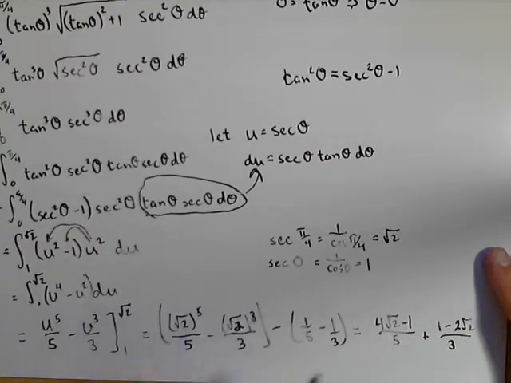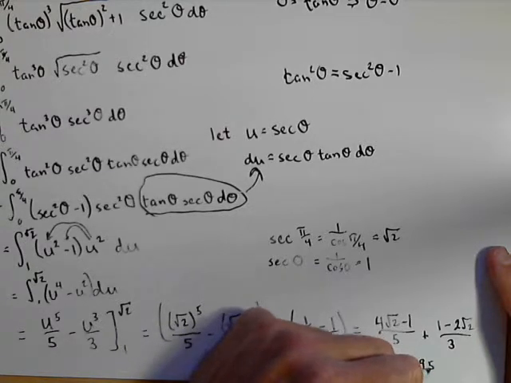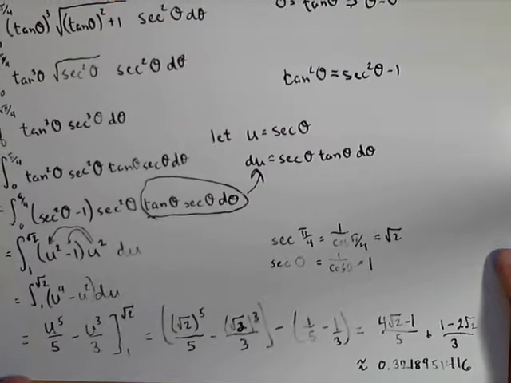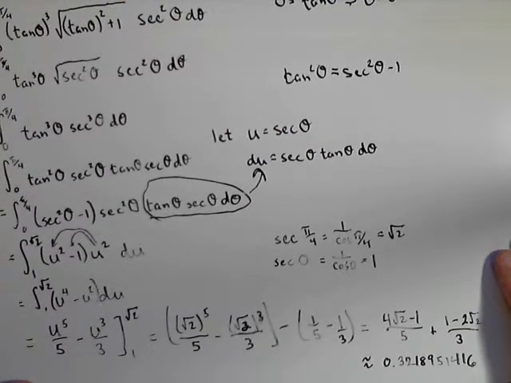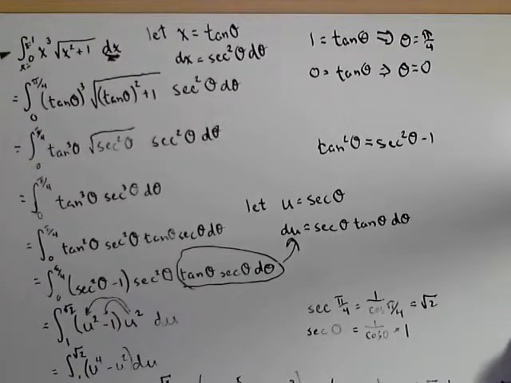Or if you wanted to see it as a decimal, it's approximately 0.3218951416 if you wanted to compare it with a calculator. So that's one way of handling it when you have a definite integral that involves tangent in a u sub.